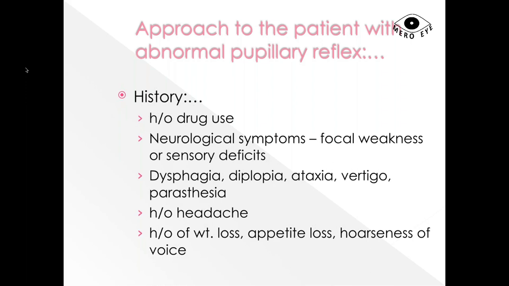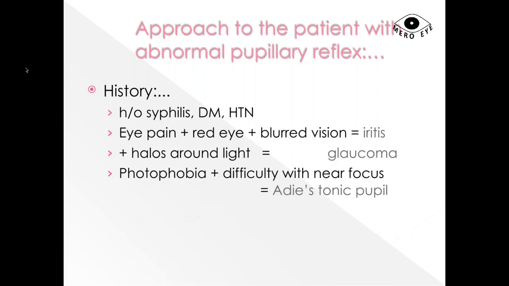If there's presence of multiple cranial nerve palsy, maybe there's Horner's syndrome occurring with sympathetic and multiple cranial nerve involvement. So history of headache, weight loss, appetite loss, hoarseness of voice, all suggest tumors along with Horner's syndrome. When there's a presence of syphilis, then think about Argyll Robertson pupil, with a small pupil. Diabetes and hypertension are also causes of small pupil.